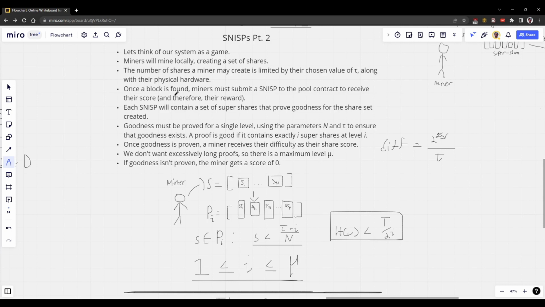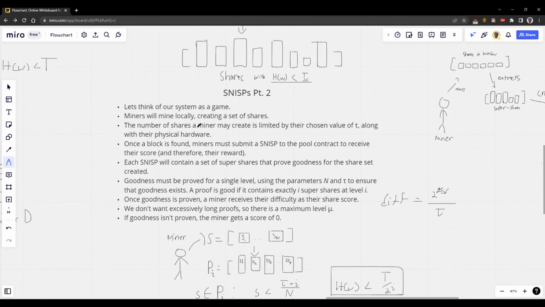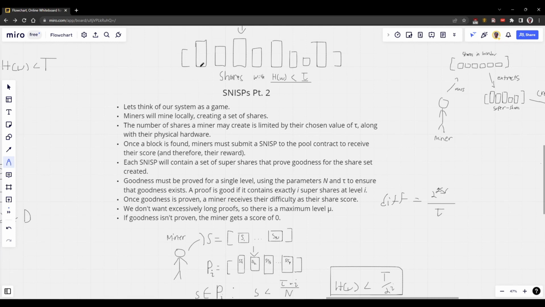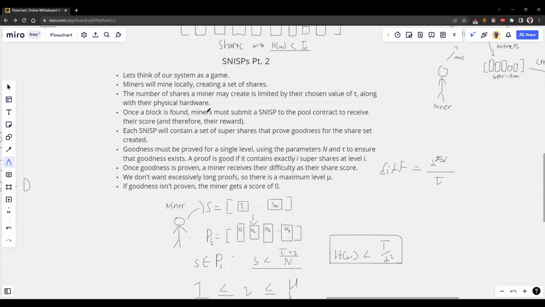Now, once a block is found, miners must submit a SNISP to the pool contract to receive their share score. What a SNISP really is, is a set of super shares created from this set of shares. And the set of super shares is going to be used to prove goodness within the entire set of shares. Because the set of super shares is being used to prove goodness, we can essentially use that super share set to validate the work that the miner performed.